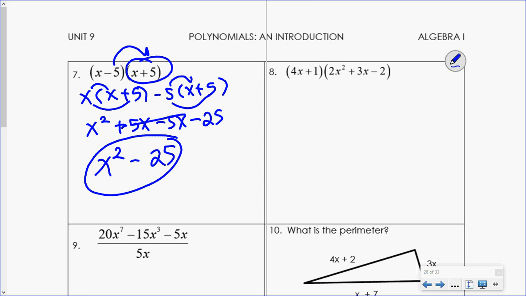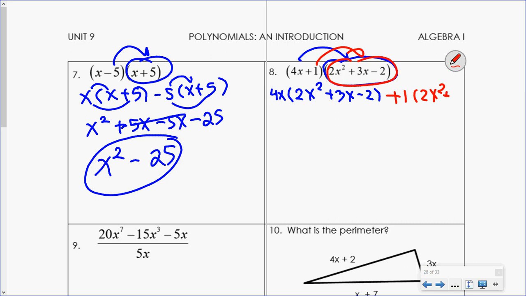Here's the answer. Number 8, 4x. So we're going to say 4x times the quantity of all of these, 2x squared plus 3x minus 2, and then 1 times this whole quantity. Okay, so from left to right, we're just going to put these things together. So 4 times 2 is 8. I have x to the 1 times x squared, so I count my x's. I have 1, 2, 3, so x cubed.